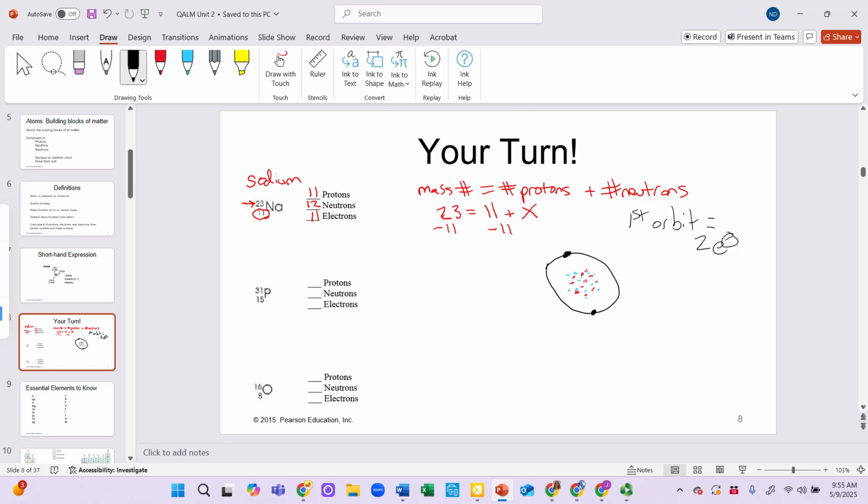Now, something you should know about charged particles is that opposite charges attract, like charges repel. So since these are both negatively charged, they don't want to be next to each other necessarily, so they want to be on opposite sides. So we've drawn 2 out of the 11 electrons, so we need to draw another orbit. Now, every subsequent orbit can hold a maximum of 8 electrons.